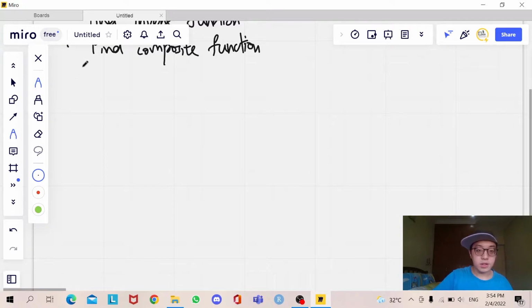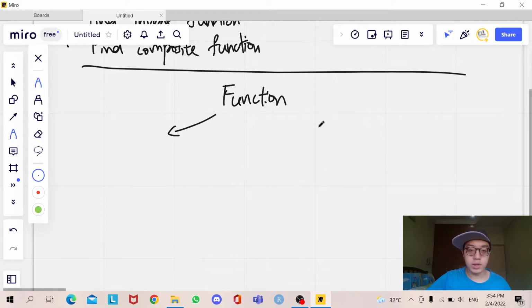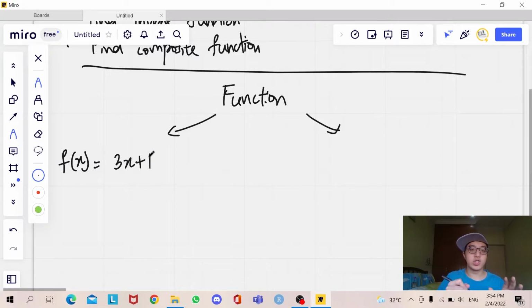All right, let's draw a line. A function can be denoted in two ways. You can denote a function of x. f(x) equals, this is the normal one, 3x + 1. So this is the original way to denote a function, by the use of f(x) equals.